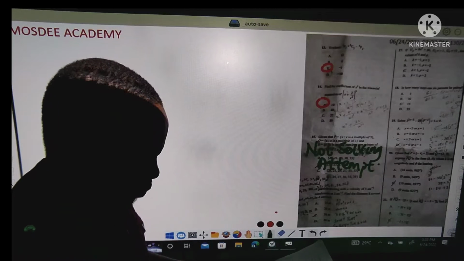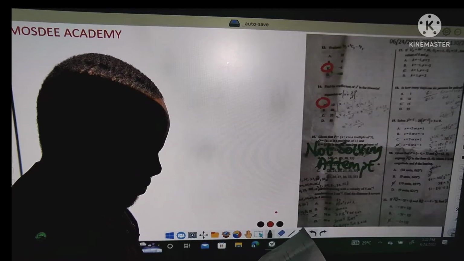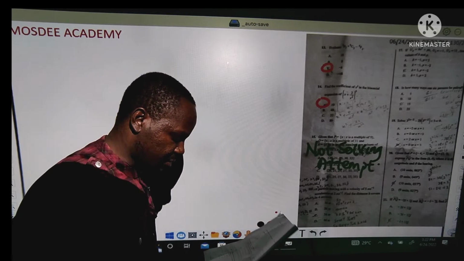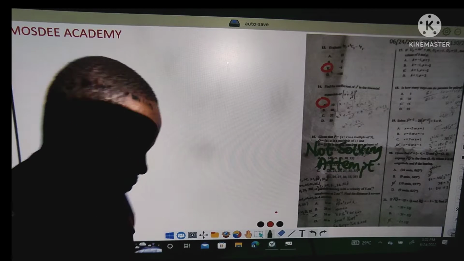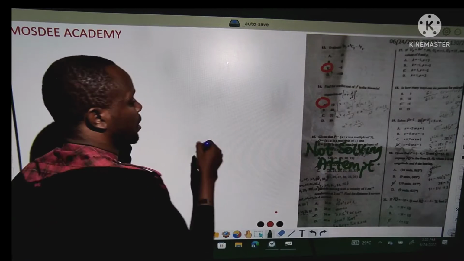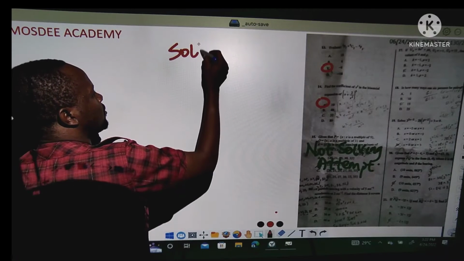Now, the next one is a particle moving with a velocity of 5 meters per second, accelerates at 2 meters per second squared. Find the distance covered in the 4th second. So it's not starting from rest. It's already moving with 5 meters per second. The distance covered, I think it's also a direct one. S equals ut plus half at squared.